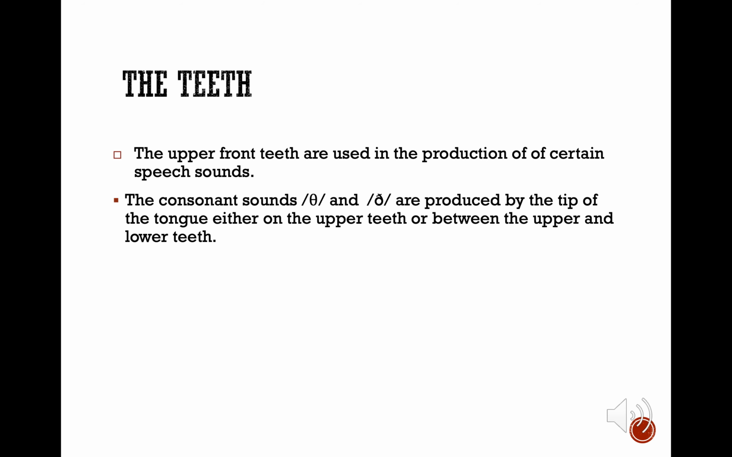The teeth. As you know, everyone has two sets of teeth, the upper and lower teeth. The upper front teeth are used in the production of certain speech sounds. These sounds are th and the. So the consonant sounds th and the are produced by the tip of the tongue, either on the upper teeth or between the upper and lower teeth.